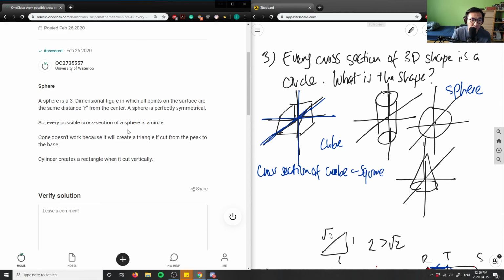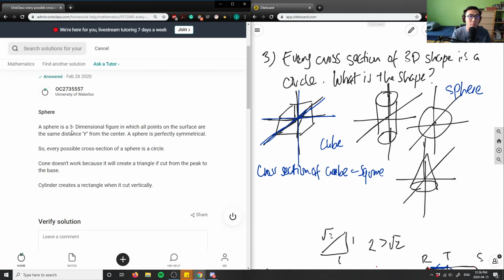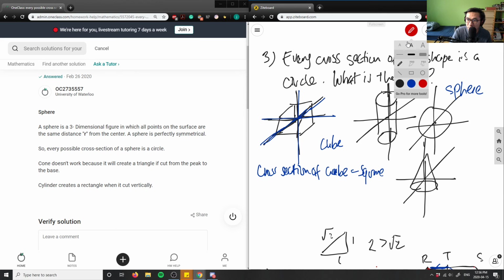So they proved here that a sphere is a three-dimensional figure in which all points of the surface are the same distance from the center, right? So this here is an even better definition of my sphere, because if you know the center of the circle, this here is my radius, this here's a radius, and this here is also a radius in three-dimensional space. So the distance between any of those points and the center is always the radius. So this here is R from the center. So the sphere is perfectly symmetrical. So every cross section of a sphere is a circle, right?